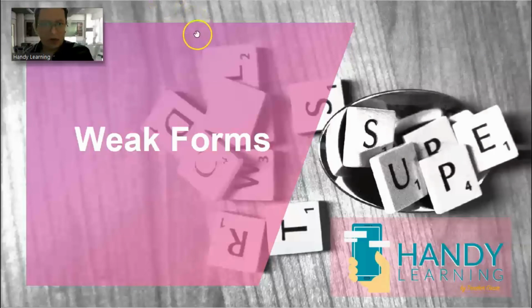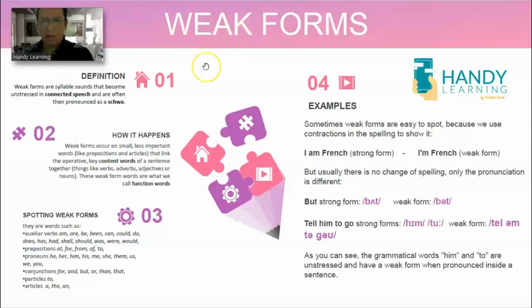Let's go on to the next one, which are weak forms. If there are weak forms, it means that there are strong forms. They are usually words such as auxiliary verbs, prepositions, pronouns, conjunctions. Weak forms are those words in a sentence which are not that important for the meaning of the utterance itself, because we are talking about speaking. So, these words sometimes do not have that importance in the meaning of the whole utterance.